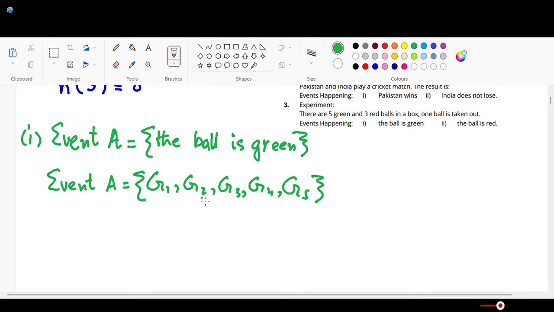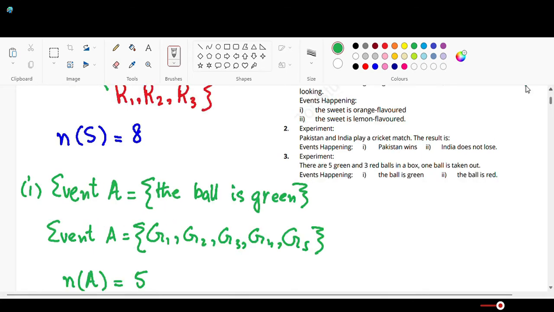Anyway, we have event A. It's equal to G1, G2, G3, basically every ball that's green. There are only 5 balls that are green. So that's event A. How many balls are there in event A? There are 5 balls. So n of A is 5, and we said n of S is 8.